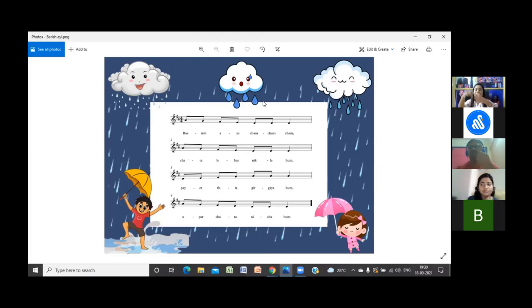Again, barish aayi cham cham cham, chhata lekar nikle hum, pair fisla gir gaye hum, upar chhata niche hum.